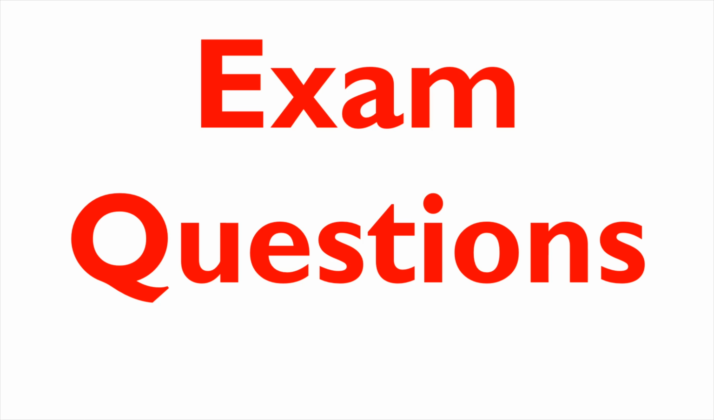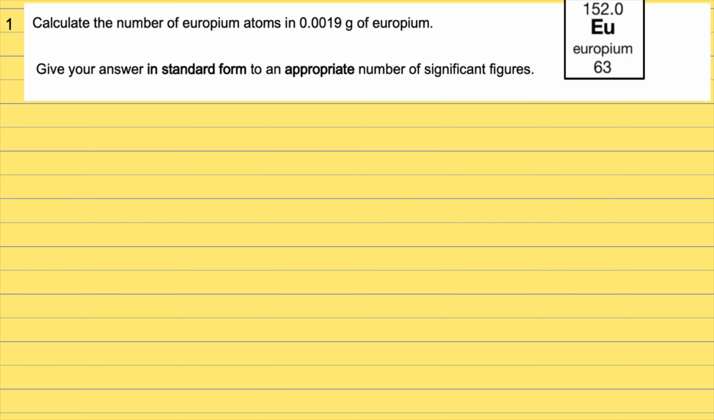Okay, let's have a look at a few exam questions. Question 1. Calculate the number of europium atoms in 0.0019 grams of europium. Give your answer in standard form and to an appropriate number of significant figures.